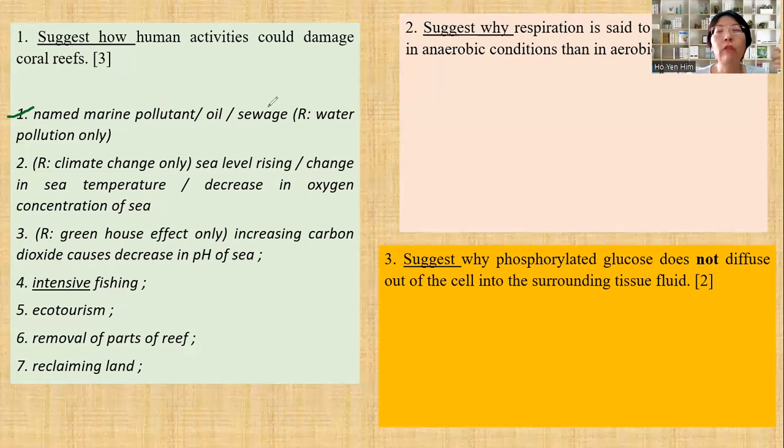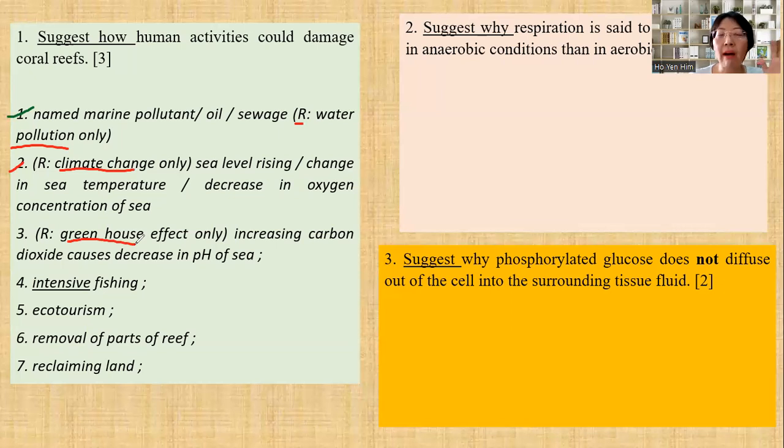Or the sewage from the boats released into the sea may cause pollution that can kill the coral reef. They reject water pollution only. If you give a general statement, like because of pollution they die, what kind of pollution? You need to specify what kind of pollutant. And number two, same thing. If you say climate change or greenhouse effect, too bad, no mark.